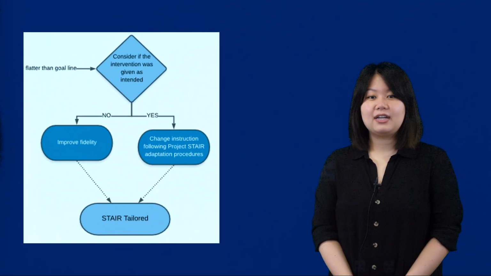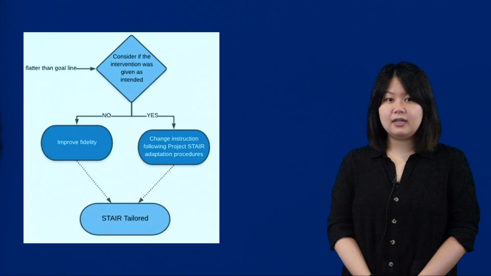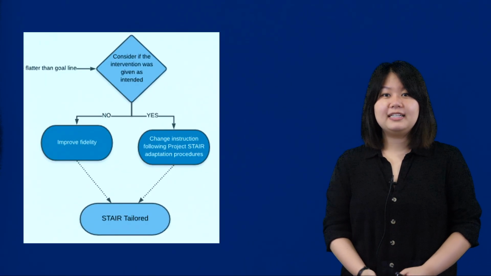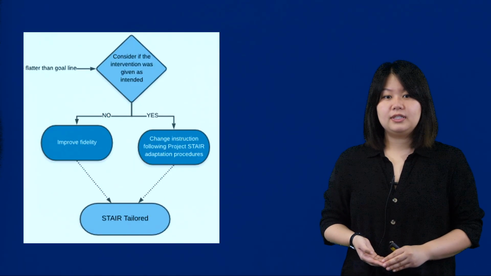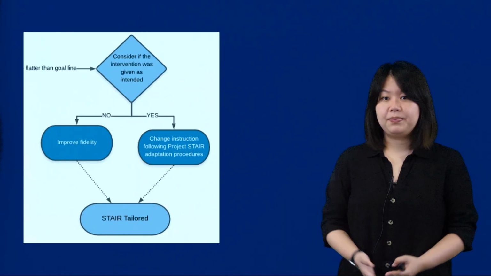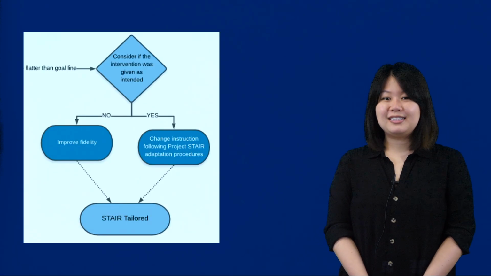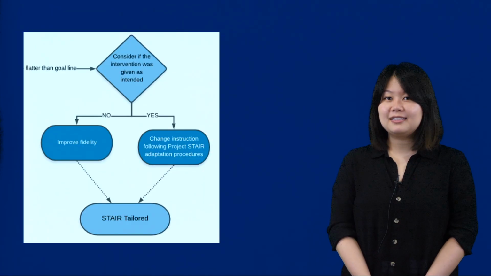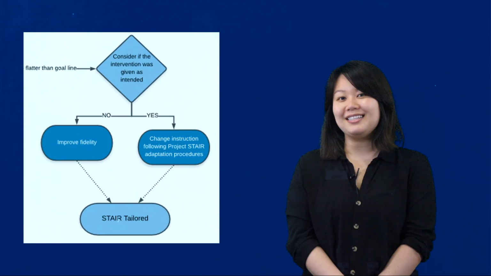If the trend lines are flatter than the goal lines, we first want to consider if the intervention was given with fidelity. Was the intervention given as intended, as often as intended? Was the student present for the intervention? If the intervention was not delivered as intended, we can't be sure that the data really shows that it was ineffective. So think about a healthy habit you want to implement or establish as an example.